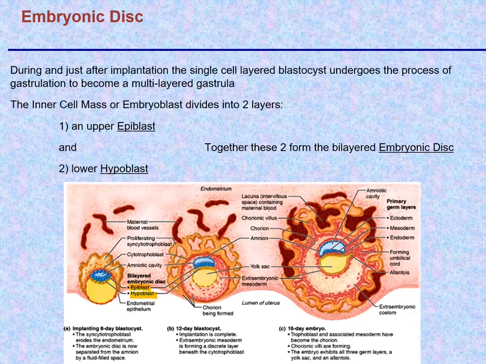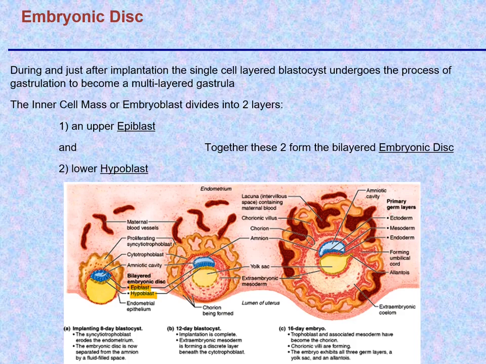these blue colored cells there, versus, let me get a better color here, these blue cells here, that layer there, versus the hypoblast, lower hypoblast. So here we have an 8-day blastocyst.